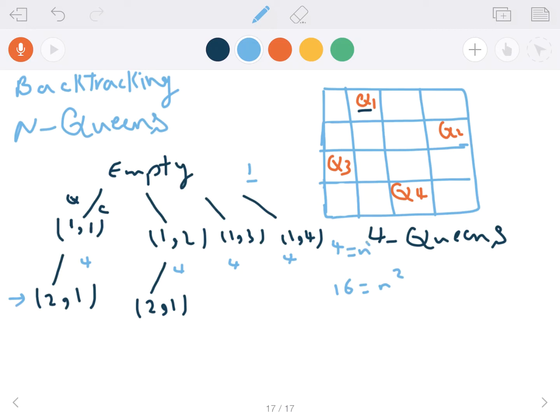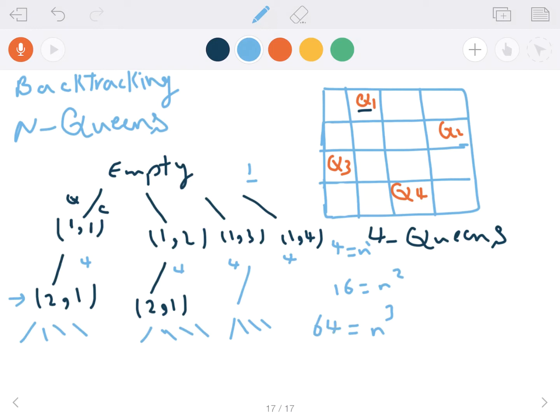And definitely each node here is also going to have 4 children, and so on for the rest. If I have this one, then it also goes 4. Here it's going to be n to the power 3, which is 64 nodes.